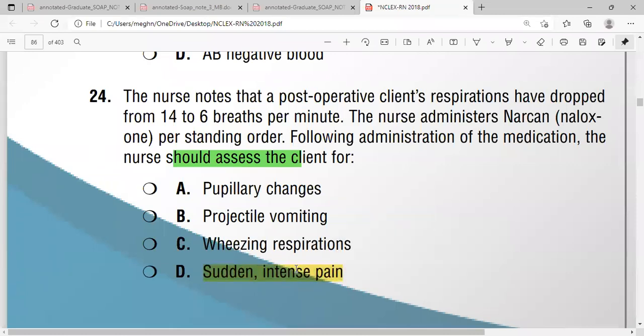Let me recap it. When we give Narcan or naloxone, Narcan is a narcotic antagonist that blocks the effect of the client's pain medication. Therefore, the client will experience sudden, intense pain. So numbers A, B, and C are not related to the client's condition and the administration of Narcan. Therefore, they are incorrect.